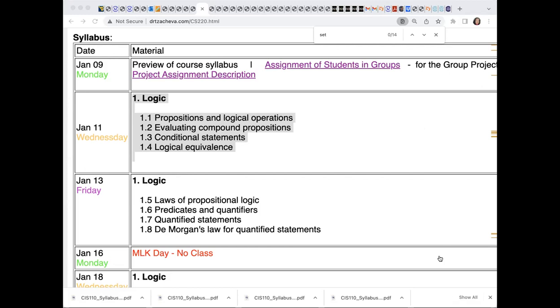Okay, so let's look in the textbook in chapter 1. If you got the textbook, you are able to open that. Otherwise, just follow along with me.